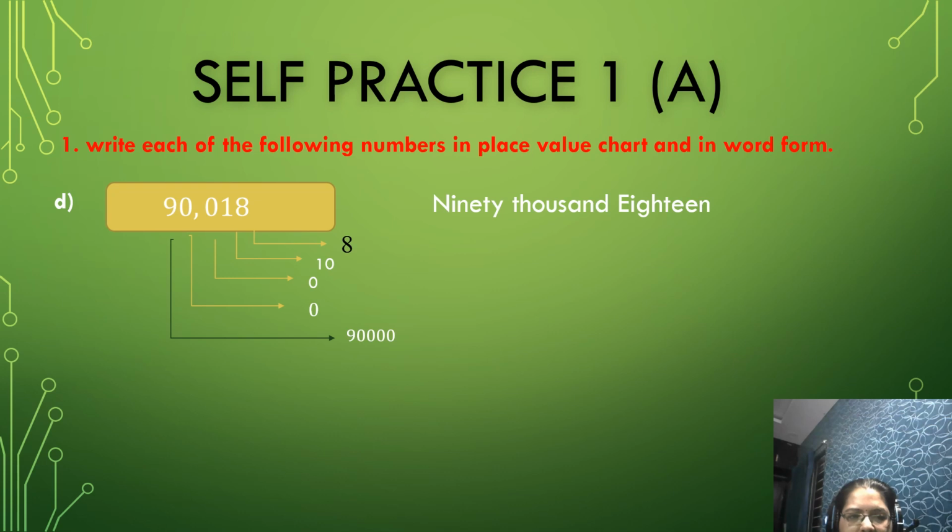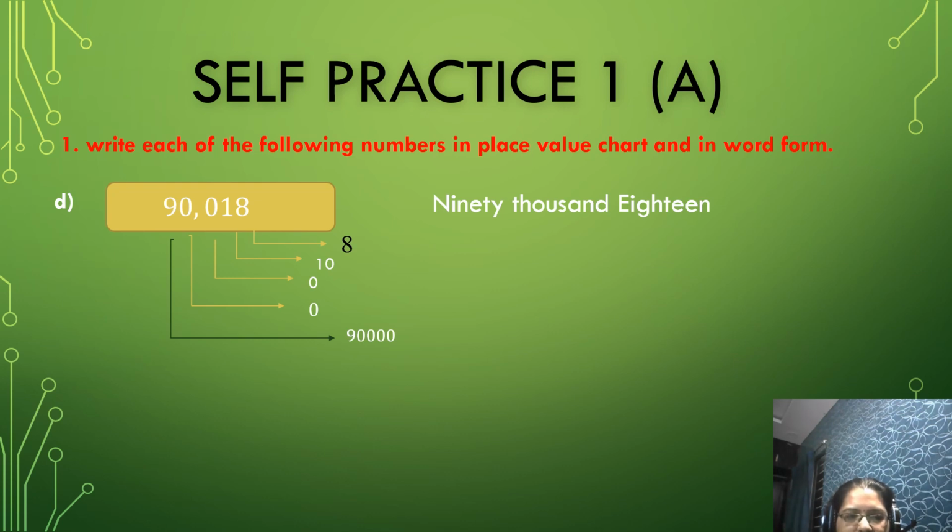नंबर इज 90,018. नंबर दिया गया है 90,018. We read it in word form as 90,000. There is no digit in thousand place, so 90,000. 90,018. There is no digit in 100 place, so it will be 90,018. हम इसको पढ़ेंगे 90,018 in word form.